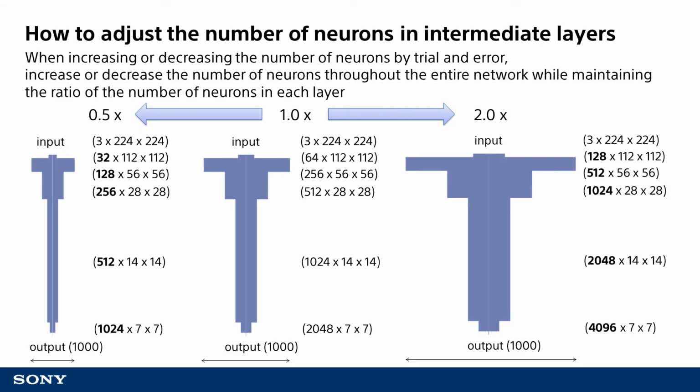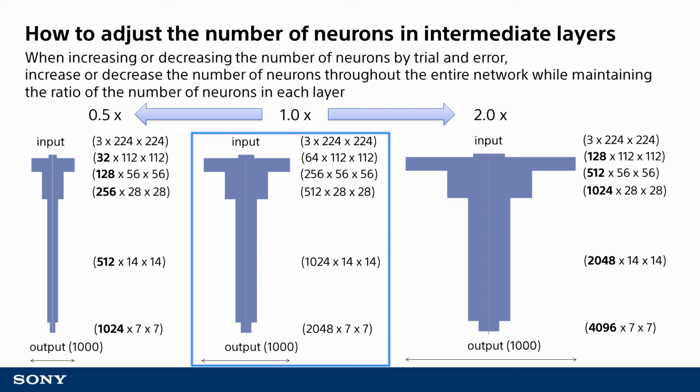Once the number of neurons in the intermediate layer is at the optimal level, you may want to adjust the number of neurons if you subsequently acquire a large number of data samples, for example, and want to conduct training with more data samples, or you want to apply the same neural network to a new problem for which there are few data samples. In such cases, you can conduct training with new data from a state that has been optimized to a certain degree by increasing or decreasing the number of neurons throughout the entire network while maintaining the ratio of neurons in each layer.